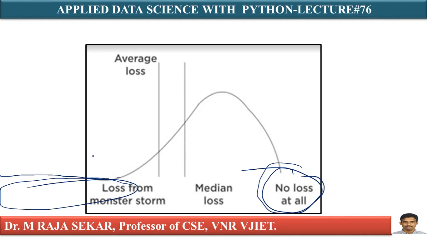Here is a hypothetical shape of negatively skewed data. Just go through this one. Certainly, I think you can understand.